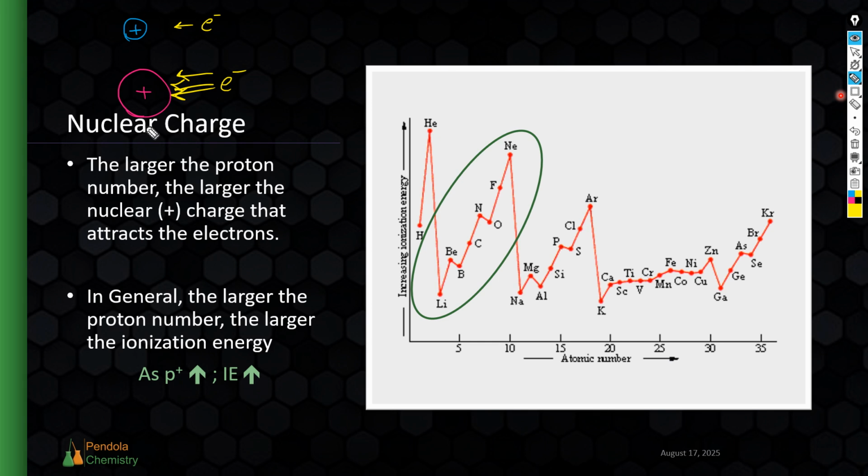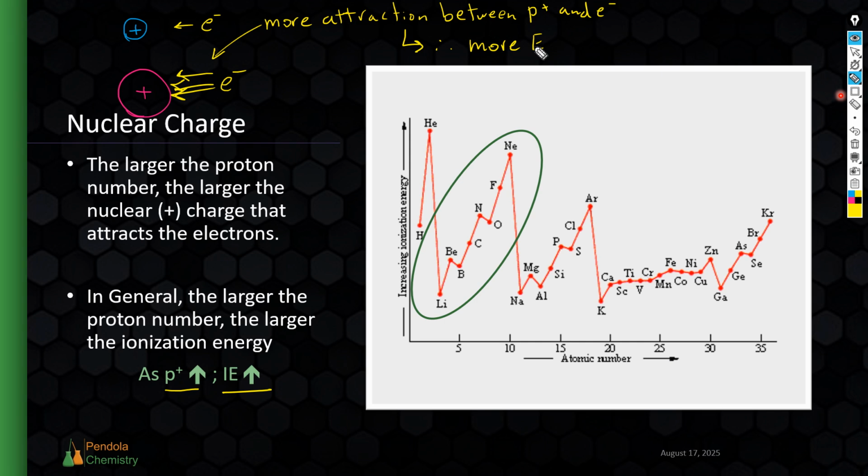The more the electrons are attracted to the nucleus, the more energy it takes to remove them, therefore the larger ionization energy. So essentially, to summarize, as the number of protons goes up, so does the ionization energy, because as the number of protons goes up, there is more attraction, and that is a very important way of phrasing this that you need to remember, the more attraction there is between protons and electrons, therefore, more energy is needed to remove them.